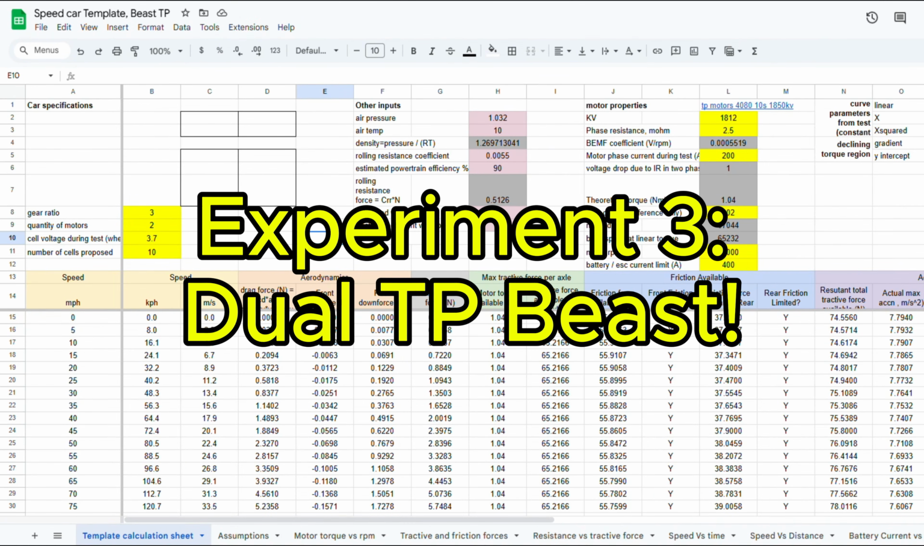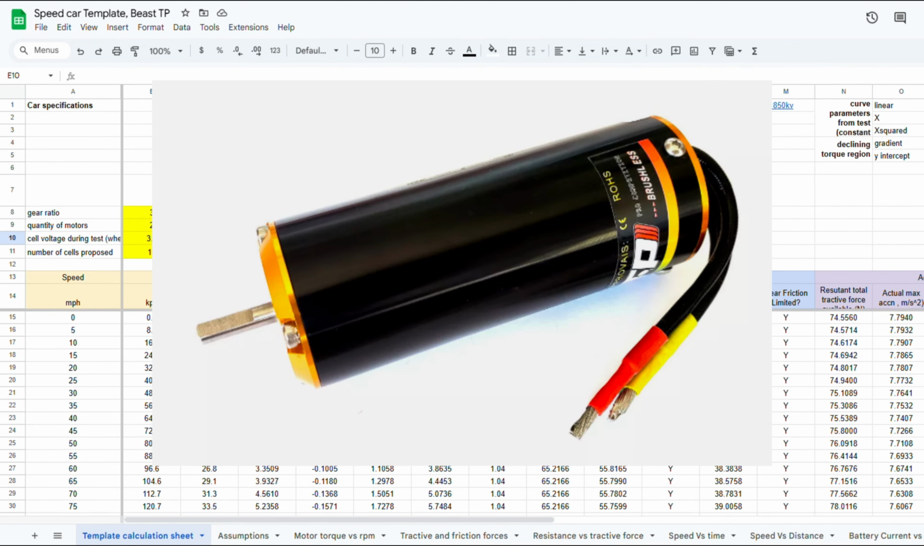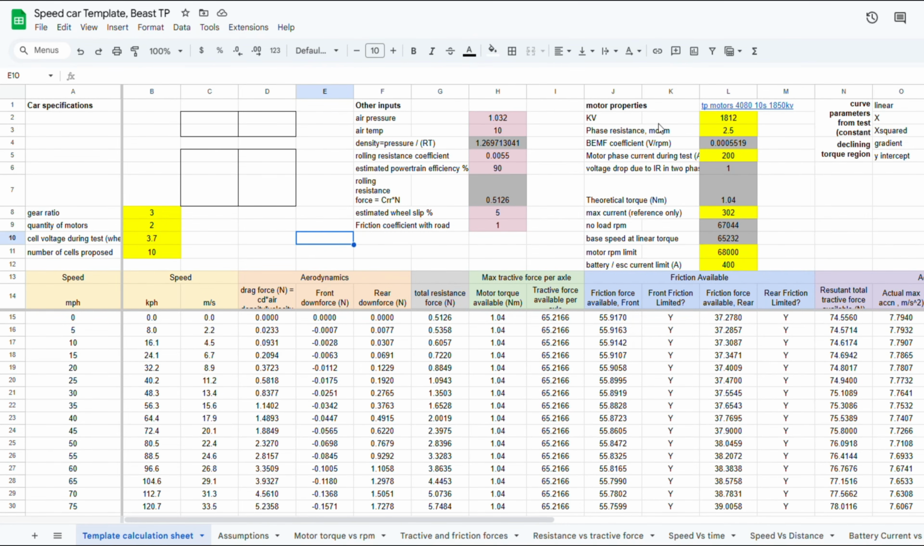Here's a bit of an experiment I did where I decided to change my beast car from having 4 in-wheel motors to 2 TP motors, similar to what people tend to be using on speed cars that tend to do pretty well. So I've put a gear ratio of 3 on the car. I've got 2 motors there running on 10 cells, and I've got TP motors 4080 10 cell specification, and I've put in the values from their website, and I'm running it at a maximum phase current of 200 amps, whereas it can actually achieve 300 amps. So let's see what that gives.